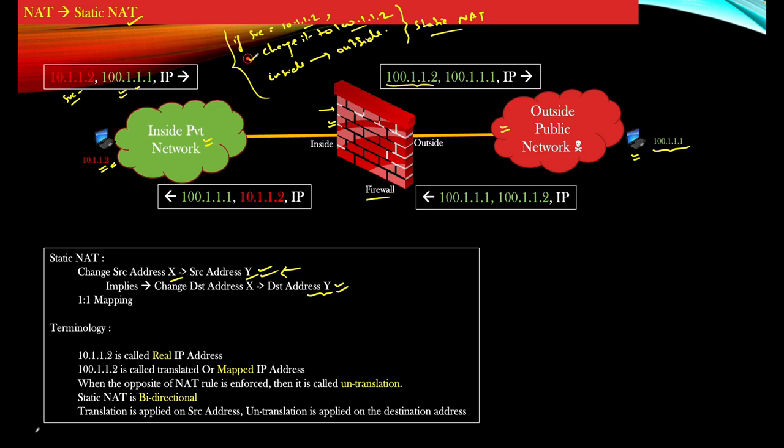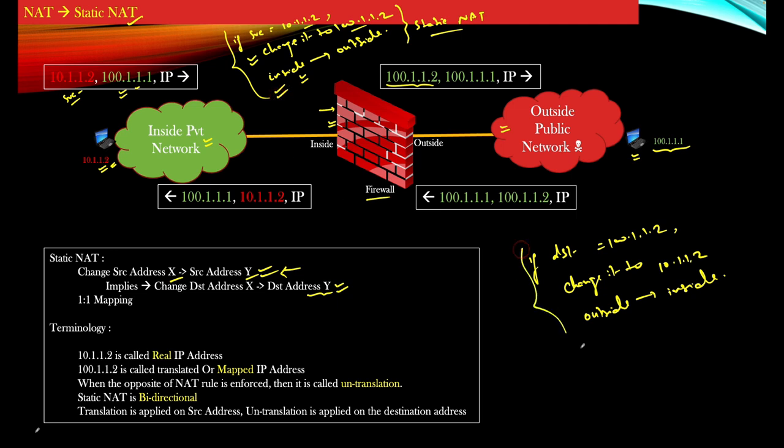So you can see that this is the rule which the user has configured. If you were to write the opposite of this rule, that is the implied rule, what would that be? That rule would be that if the destination address of the packet is 100.1.1.2, then change it to 10.1.1.2 if the packet is going from outside to inside. Alright. So the user has configured this rule, but this rule automatically installs its opposite rule on the firewall device.